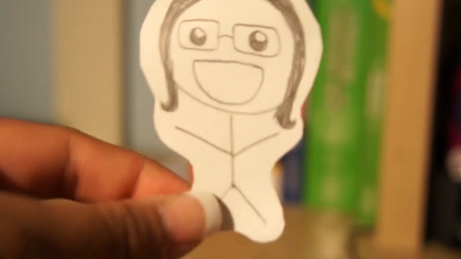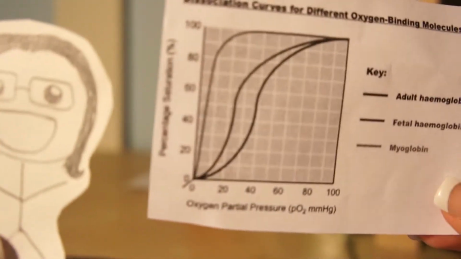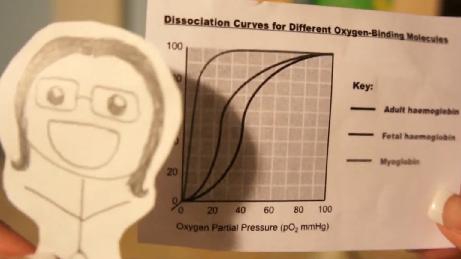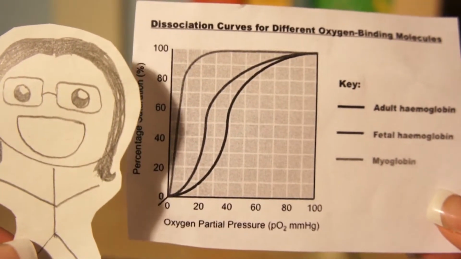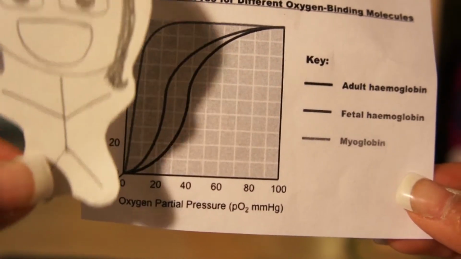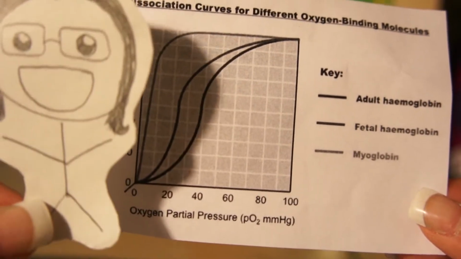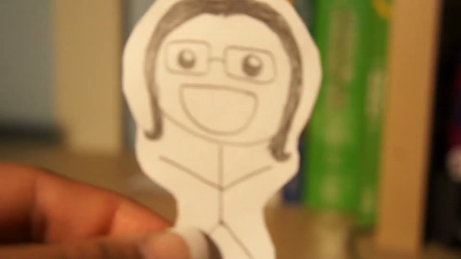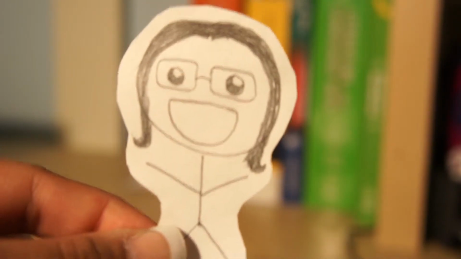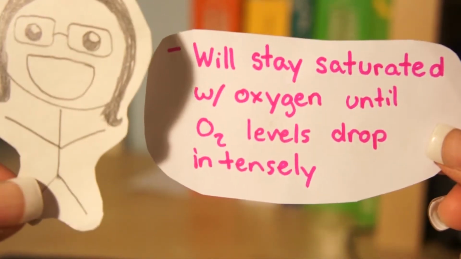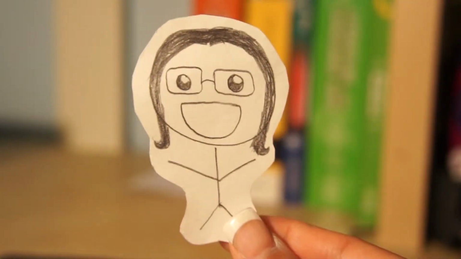Because it cannot undergo cooperative binding, it also does not create a sigmoidal curve. As you can see in the graph, there is no sign of the S shape that is found in both of the other two hemoglobins. Myoglobin has a greater affinity for oxygen than hemoglobin. Under normal conditions, myoglobin will stay saturated with oxygen until levels drop intensely, such as during exercise.